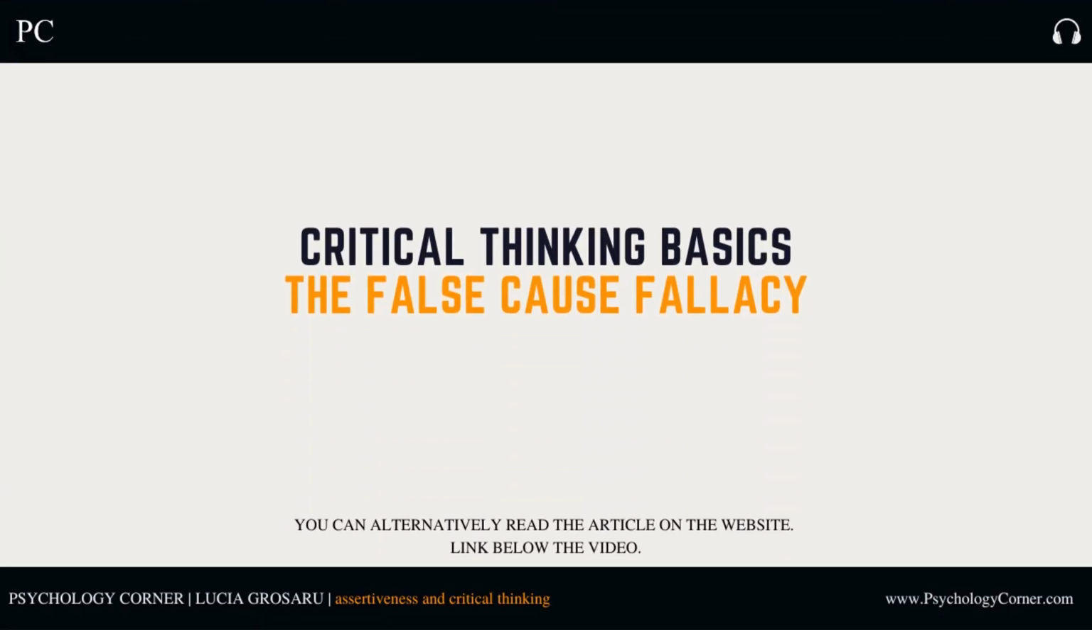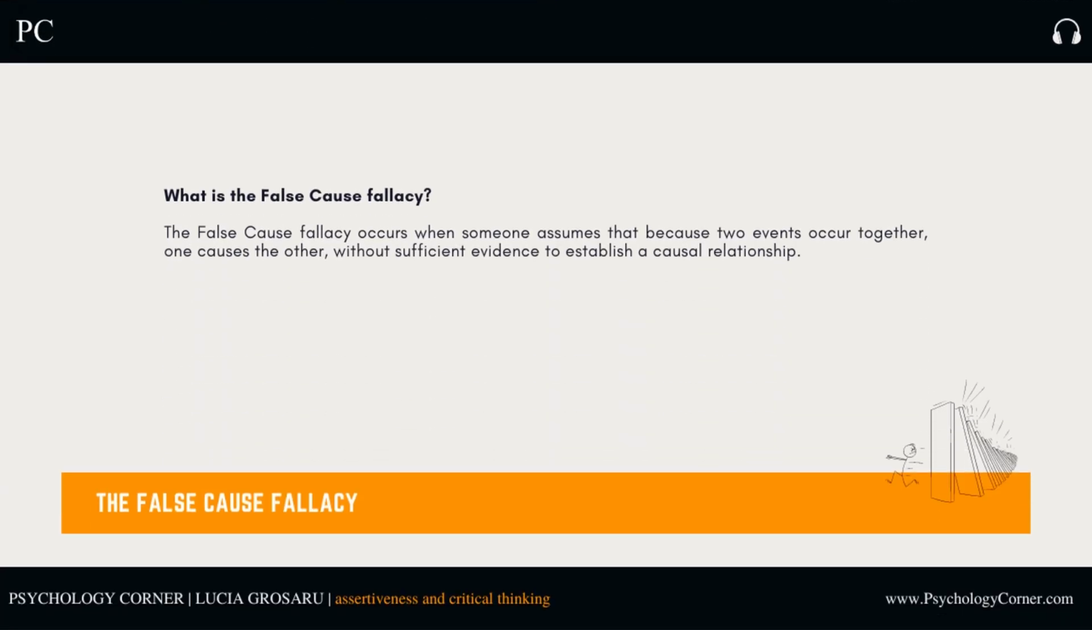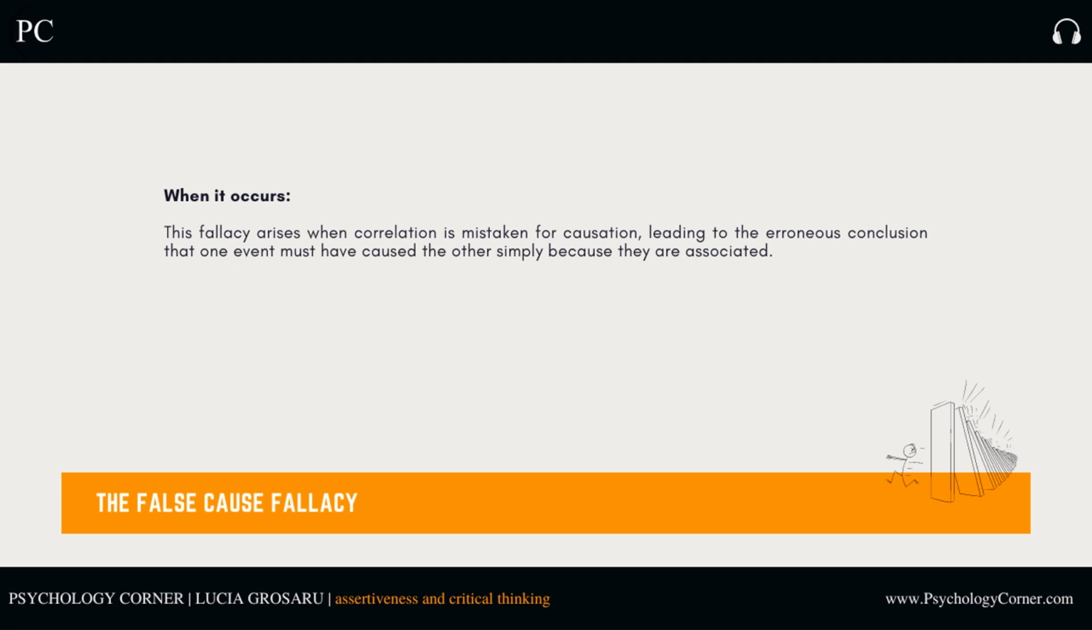What is the false cause fallacy? The false cause fallacy occurs when someone assumes that because two events occur together, one causes the other, without sufficient evidence to establish a causal relationship. This fallacy arises when correlation is mistaken for causation, leading to the erroneous conclusion that one event must have caused the other simply because they are associated.